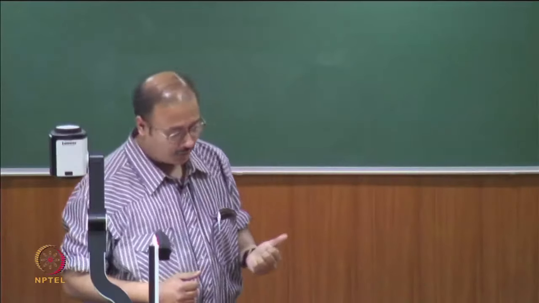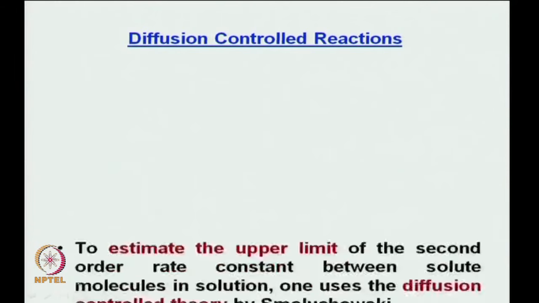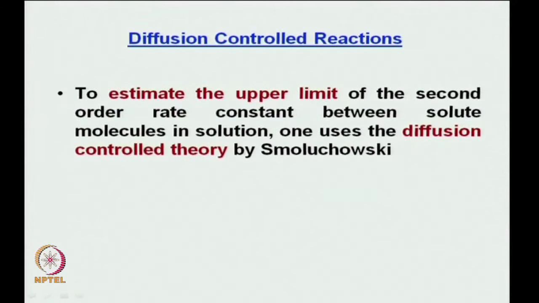We'll start where we left off last time. So, we were talking about this Smoluchowski equation, right, and we started with the diffusion controlled reactions. So, just a brief recap. If you have to estimate the upper limit of the second order rate constant between solute molecules in solution, then one would use this diffusion control theory developed by Smoluchowski, right.